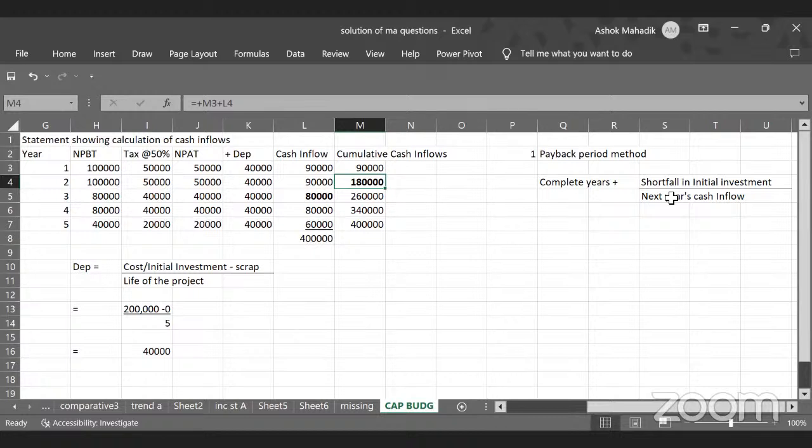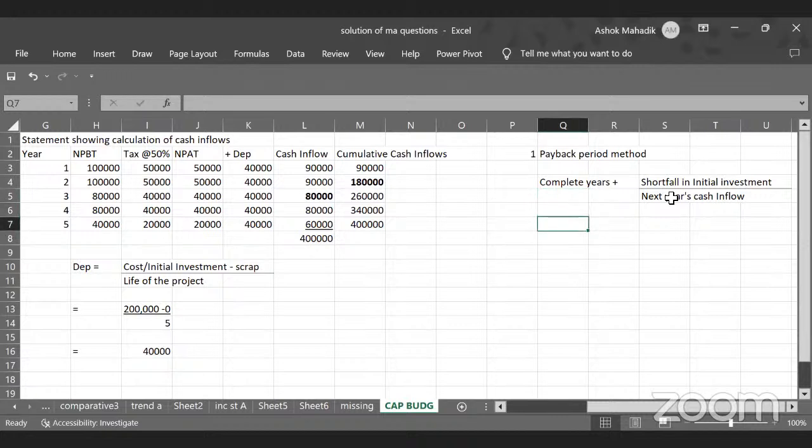Remember that you should not tick mark the amount which surpasses the initial investment. Suppose the third year had shown 2,05,000. Still, I would have marked 1,80,000 as the closest one. The cumulative figure should not have surpassed the 2 lakh mark. In this sum, the next year's cash inflow will be marked in the cash inflow column. So two markings are required for this first method.